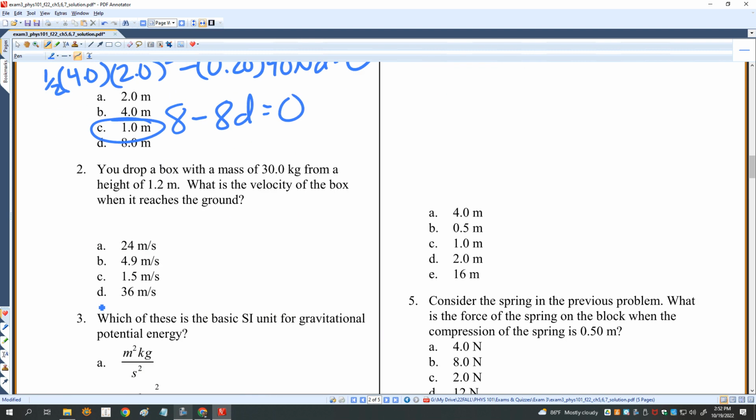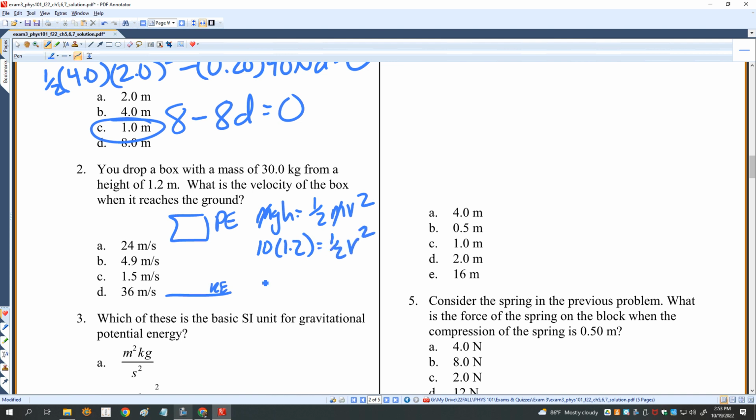You drop a box with a mass of 30 kilograms from a height of 1.2 meters. What is the velocity of the box when it reaches the ground? All right, so up here it has potential energy. Down here it has kinetic energy. I set those two equal to one another. The m's cancel out. That's going to be 10 times 1.2 equals 1/2 v squared. So v is equal to the square root of 24. It's 4.9. That's the right answer.